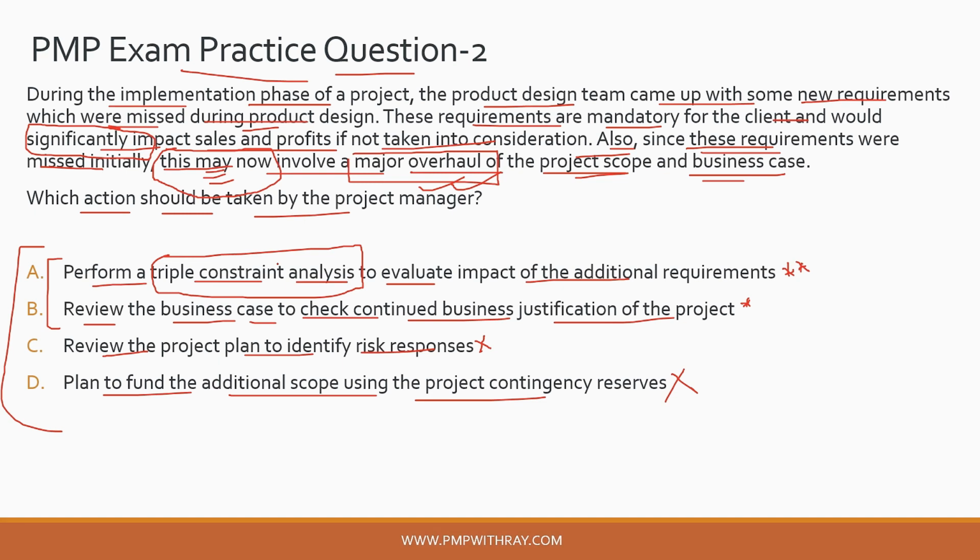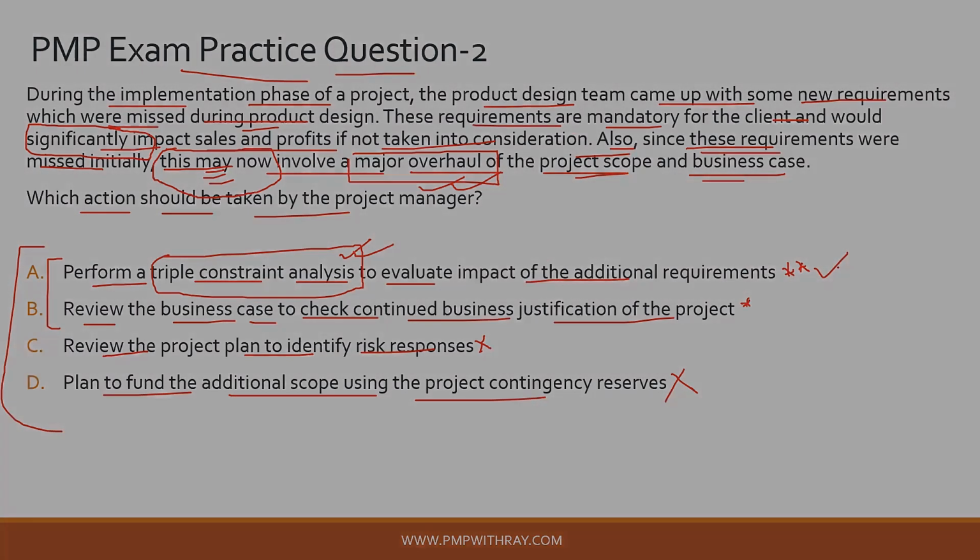So that way you are jumping a step and directly assuming that this change will cause an impact on the continued business justification of the project, which will be incorrect because as of now you have not done any triple constraint analysis on this issue. So the correct answer is option A.